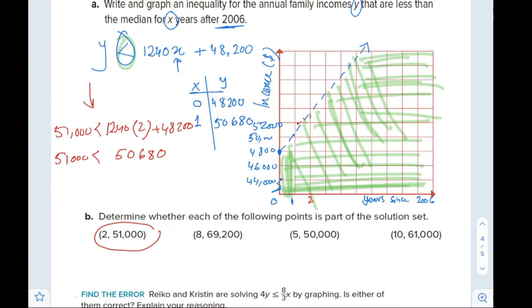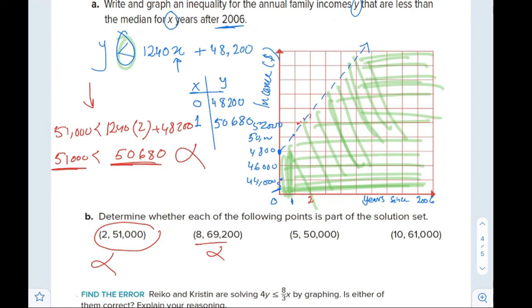Is this okay? Yes. If it is giving us okay, yes, in the shaded region, then it's in the solution. Is 51,000 less than 50,000? Of course not. So this is not part of the solution. You will repeat this procedure for every point here. You will check for this point. You will find that it is not part of the solution. It's above the shaded region.